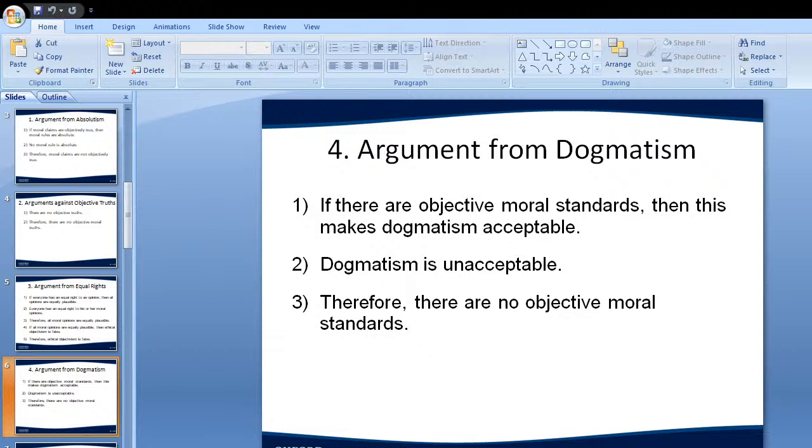So in that case, there would be something like a vice, right? You should always be reasonable about thinking through the possibility of good things, let's say. So let's say they're not going to attack number 2, so obviously they're going to attack number 1. If there are objective moral standards, this makes dogmatism acceptable. But that's false.